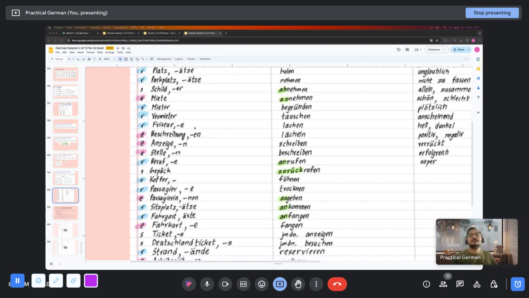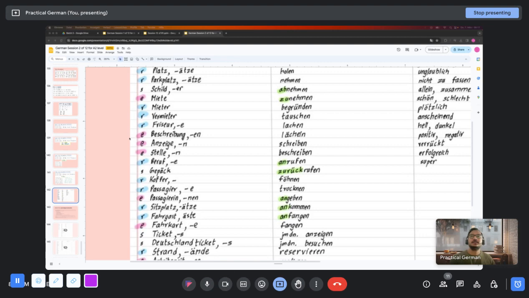Yeah, continue. Okay. Beschreibung. You have to always learn a noun with the correct article. The reason I have highlighted them. Okay, continue. Die Beschreibung. Die Beschreibungen. Meaning? Anyone? Description. Yeah, continue. Die Anzeige. Die Anzeigen. Meaning? Advertisement. Yeah, continue.